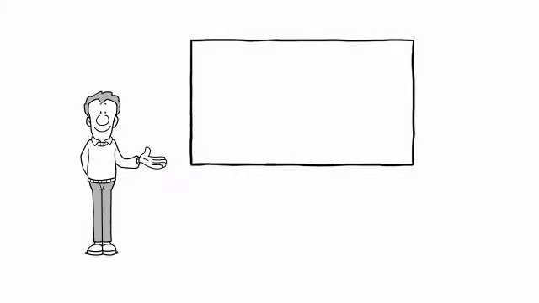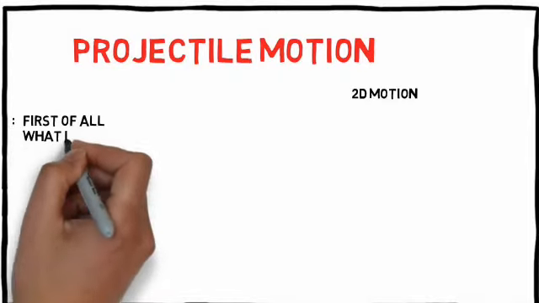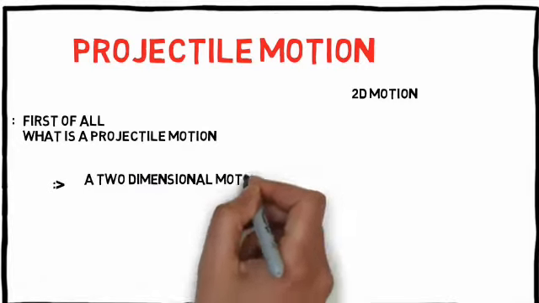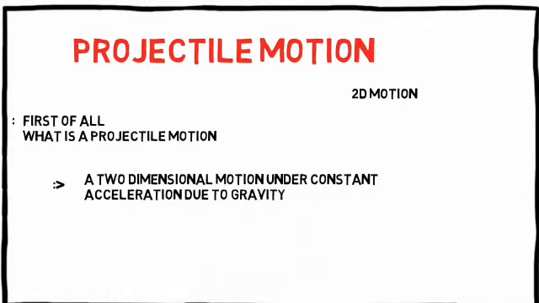Today we will discuss a special type of motion, which is projectile motion. Basically, it is a two-dimensional motion. So first of all, what is projectile motion? It is a two-dimensional motion under constant acceleration due to gravity.